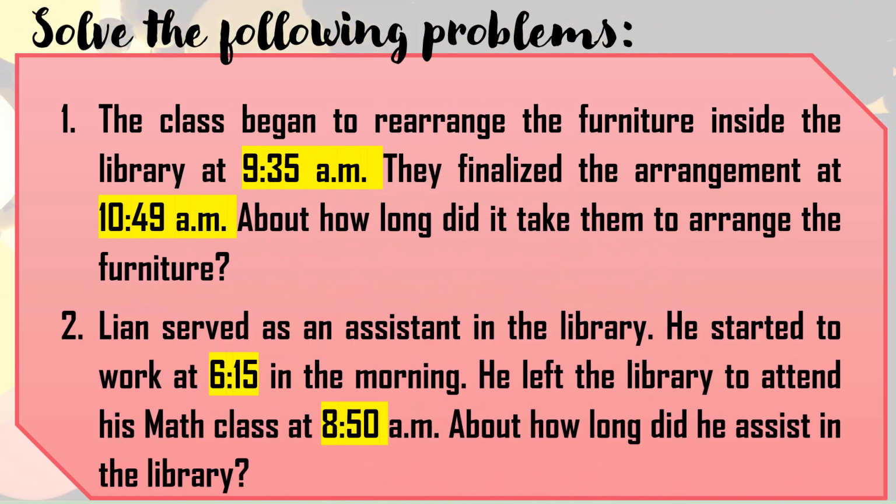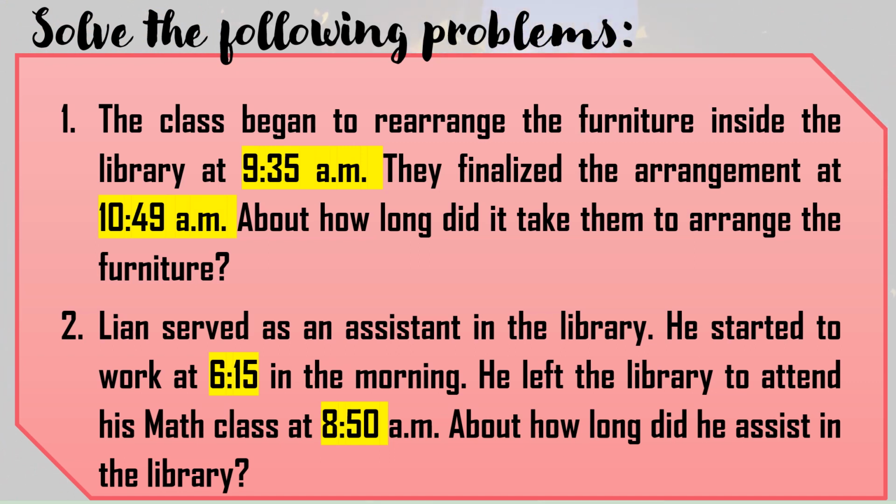Okay, for your assignment, you will turn in your solution to our Google Classroom by filling in the actual time and the estimated time of this problem. I will read to you. Number one, the class began to rearrange the furniture inside the library at 9:35 a.m. They finalized the arrangement at 10:49 a.m. About how long did it take them to arrange the furniture? So you are going to find the actual time and the estimated time.